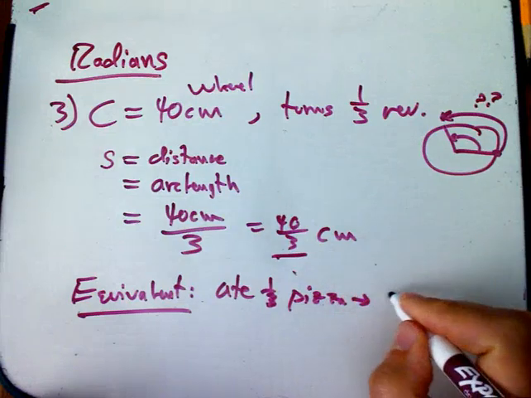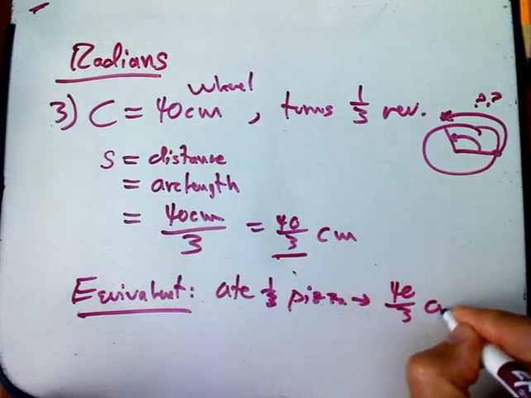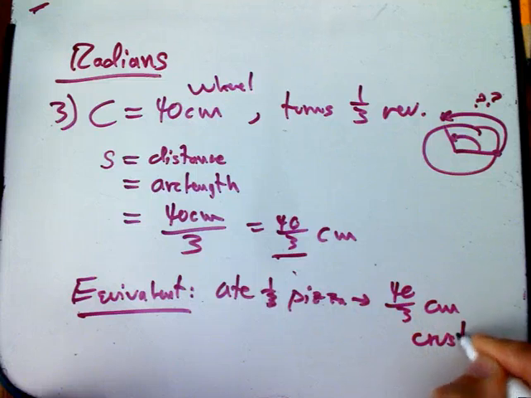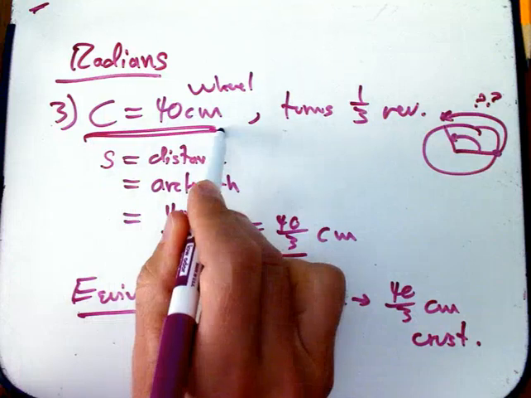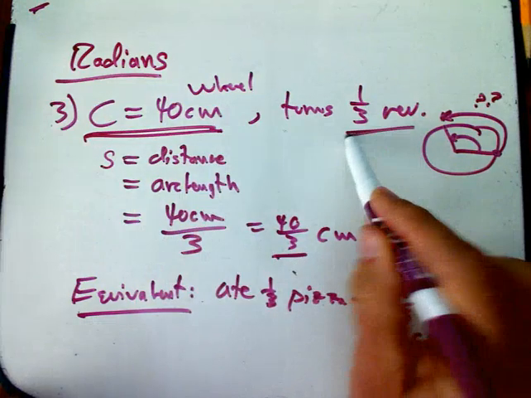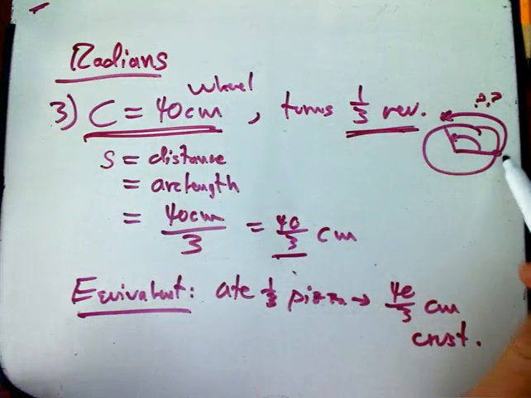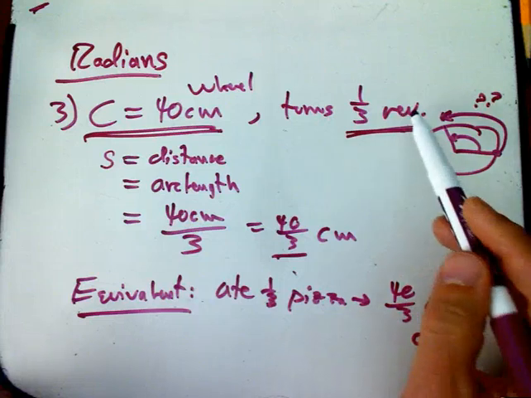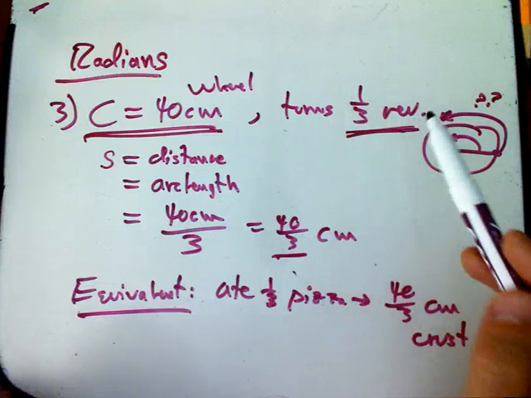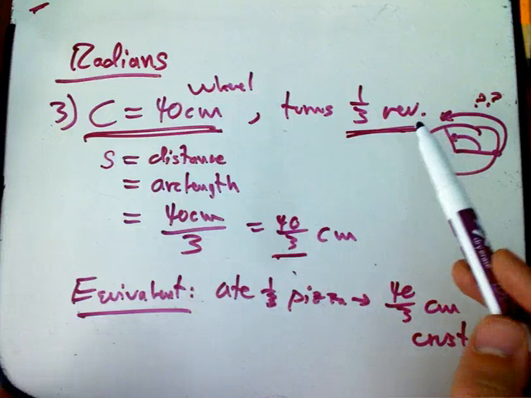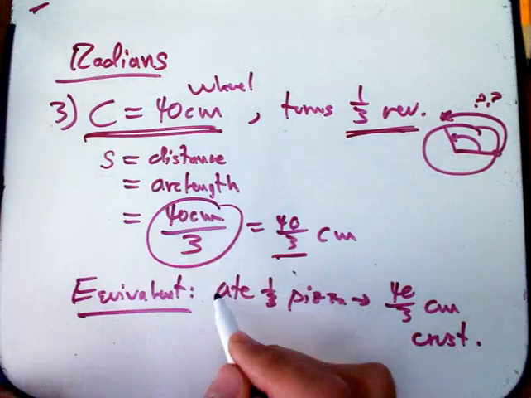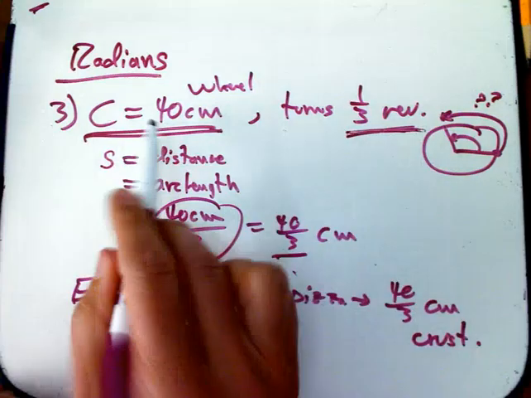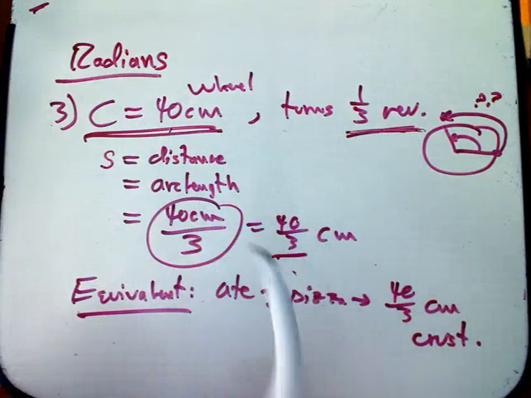And how much crust? Well, that's 40/3 centimeters worth of crust. Okay. So if you know the circumference of a circle and you measure how much of the circle you've either rotated or eaten in units of revolutions, in other words, you're measuring it in units of circumferences, then you just multiply. How much of a revolution times how much do you get from each revolution? One circumference, and you're done.